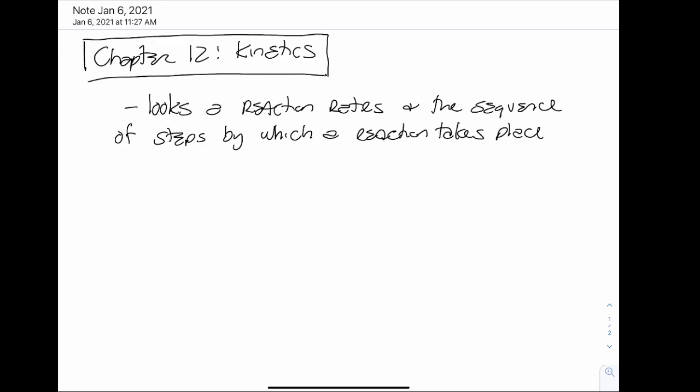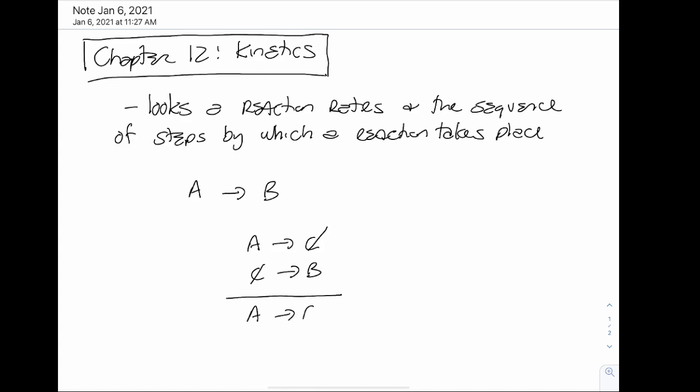Oftentimes there's going to be intermediates. So if your net reaction is, let's say, A going to B, it's very possible that A forms C first, then C forms B. And then our net reaction, C would cancel out, is A going to B. So oftentimes we have intermediates, which is what C is in this case. It's not just a straightforward A forming B.